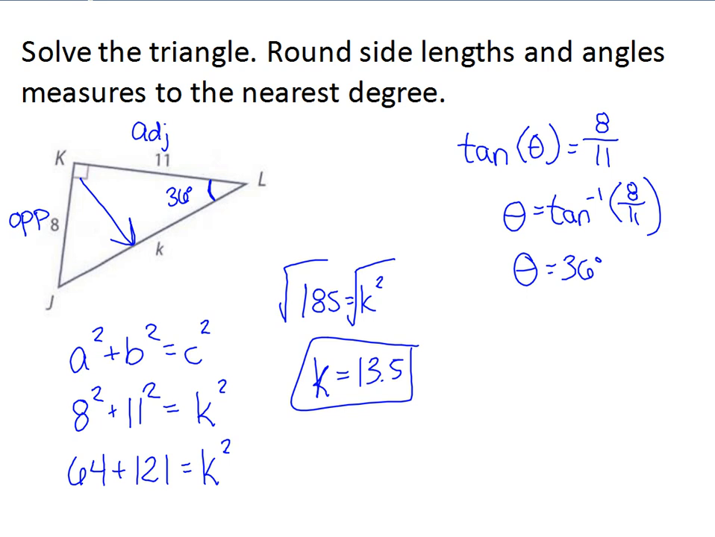Once you know two angles of a right triangle, you can always find the third by doing 180 minus the first two combined. 90 plus 36 is 126 degrees. So that's going to leave us with 54 degrees for angle J.